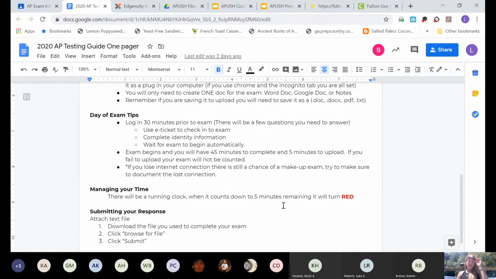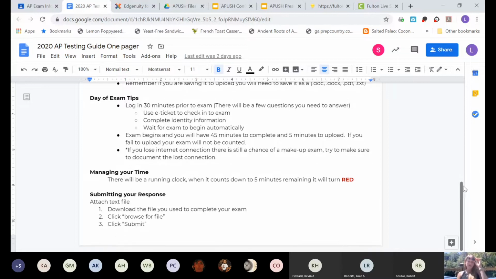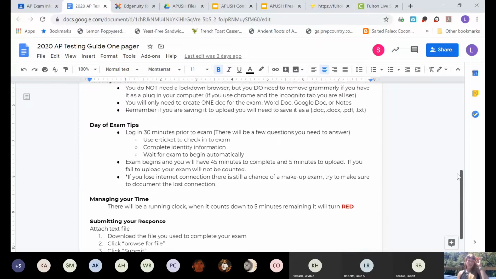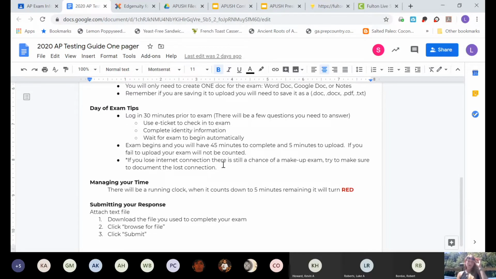And then manage your time. Your timer is going to be on your screen. It'll turn red when you have 5 minutes left to upload. And then, here's information about how you can upload your document from your desktop. If you're going to be using Google Docs, you're going to need to download it to your device and then upload it from there. So just make sure you download it as a .doc or a PDF file.